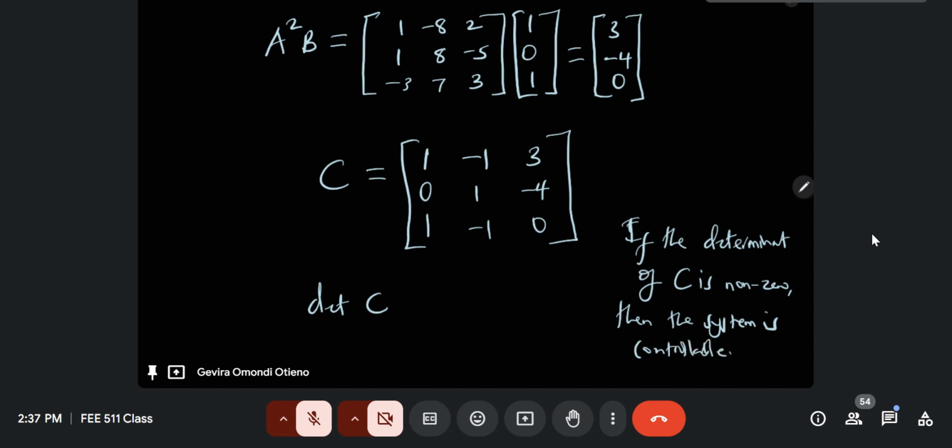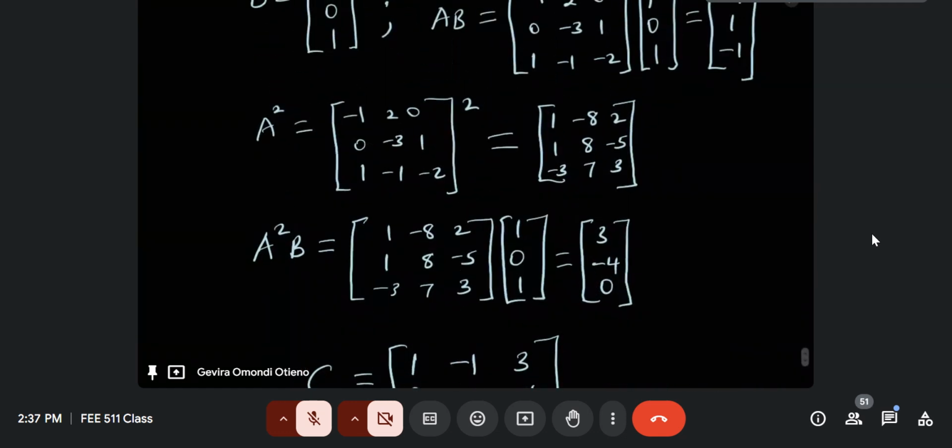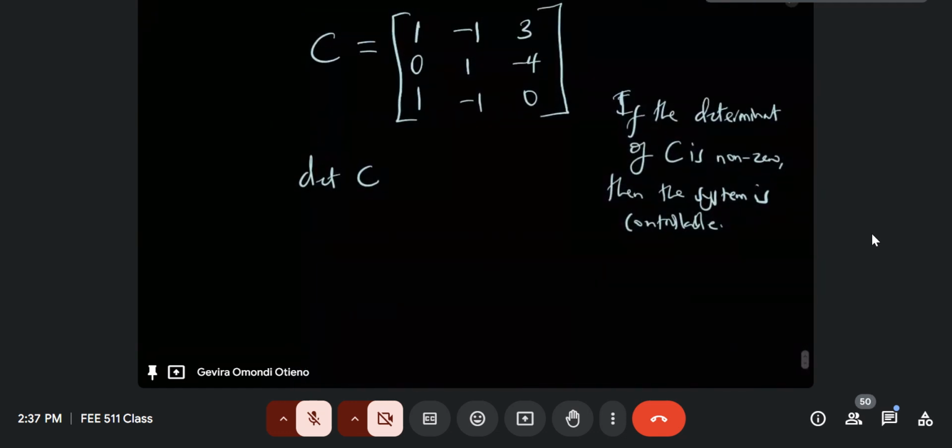Okay, so it is not just enough to have the system be of rank n. In this case, n is 3, but the determinant also must be non-zero, because if the determinant is 0, then it means we cannot describe the system as controllable. So we have to obtain the determinant of C.